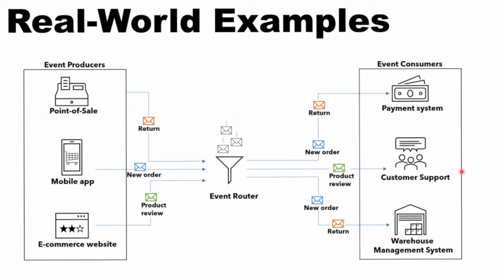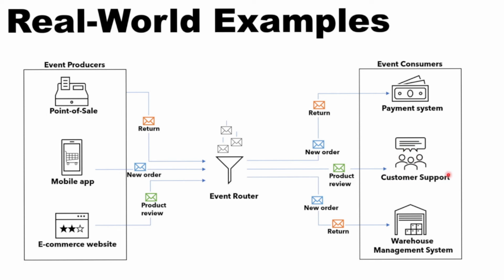And then we have systems that are subscribed to the event router to receive the types of events that they're interested in. For example, we have the payment system that's interested in knowing if there is a return occurring and if there is a new order, for example. So those two events will be passed down to the payment system so they can process those types of transactions.